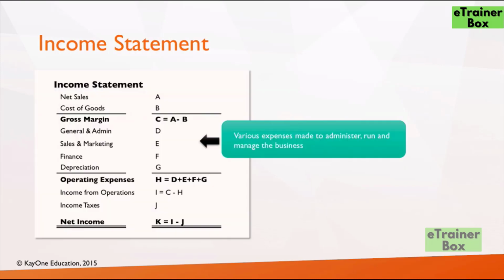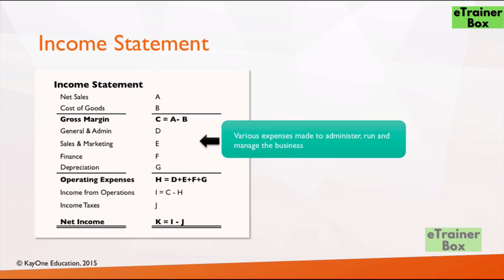Next, under gross margin, you have 4 or 5 types of expenses. So this could be classified depending on the business into general and admin, sales and marketing, finance, and depreciation. General and admin represents expenses which are more administrative in nature, like having an office, the rent, utilities, water expenses, electricity, and so on. Sales and marketing represents all expenses incurred by the business to market and sell its goods. So all the marketing expenses, the brochures, the advertisements all go into that head.